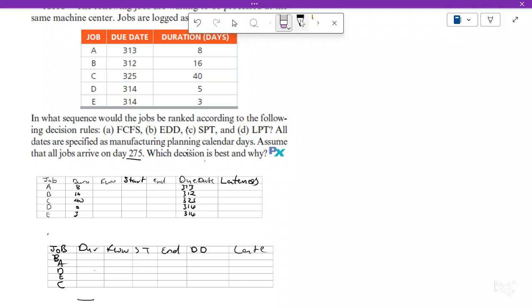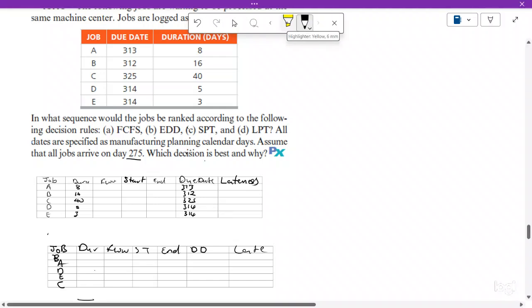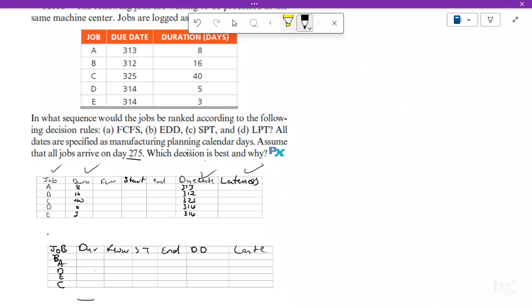Okay, 8. We have job, duration, due date, lateness. We've added flow, and we added start and end date. You see that? Those are the only new things that we've added. Yes, start and end date. Then 8 plus 16.